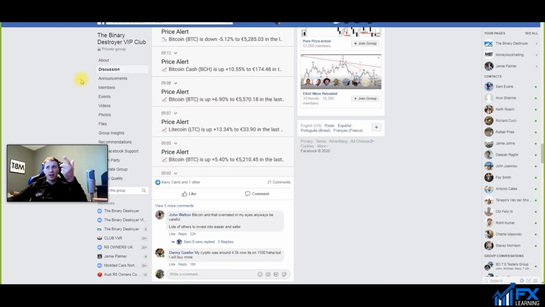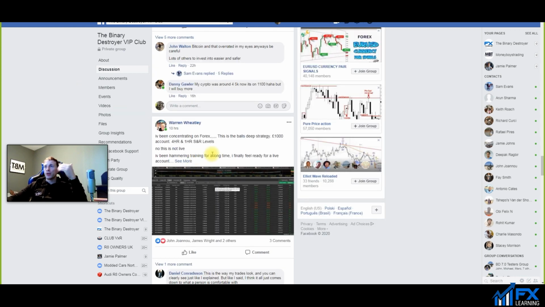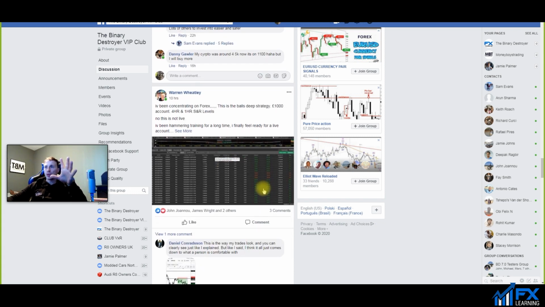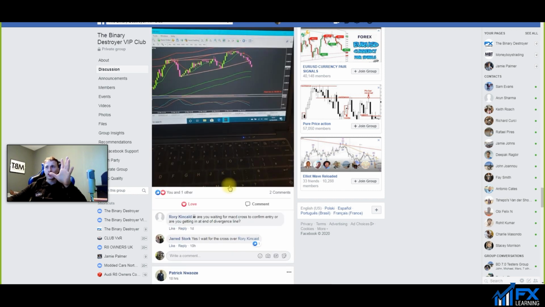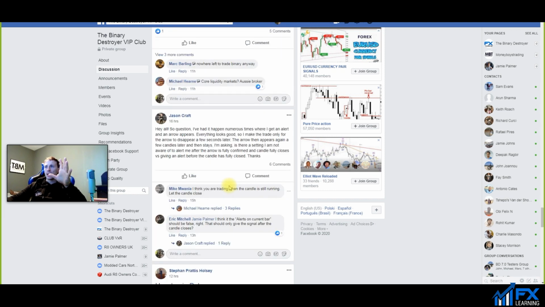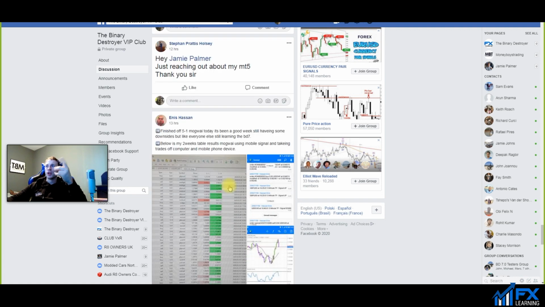Crypto is going crazy. Yes, I've been concentrating on Forex. This is the Balls Deep Strategy £1,000 account. As you can see, some nice trades there. Love this divergence trading. Yes, divergence trading is really good. I'll try and find you one more setup. Here we go. Finished off today 5-1 Mogwai.